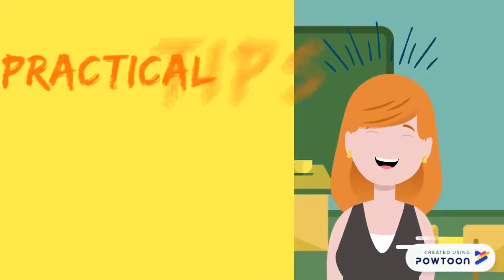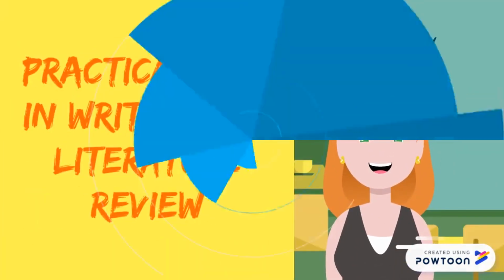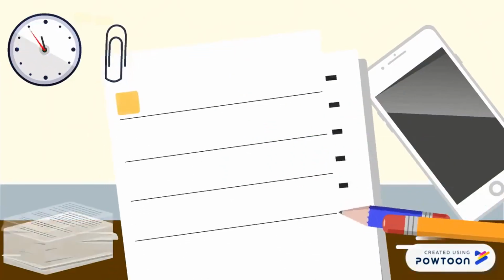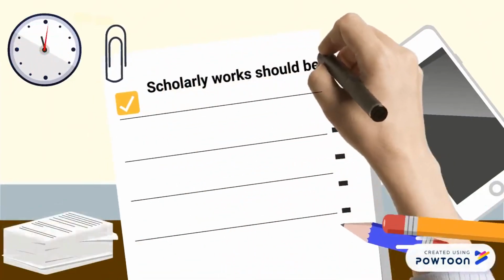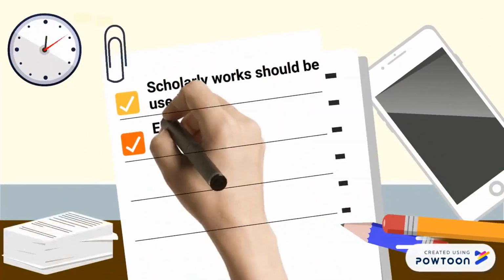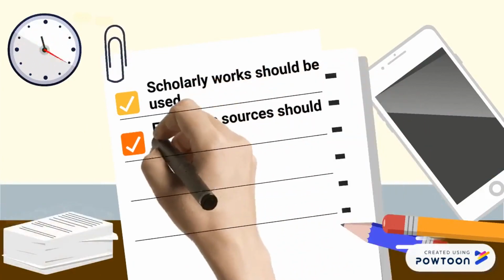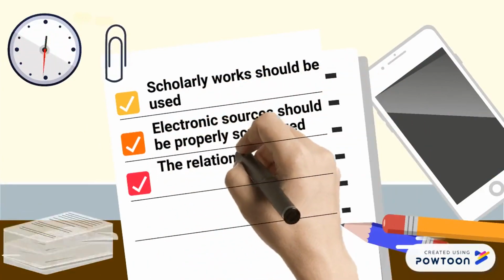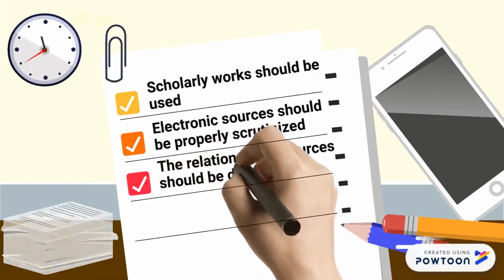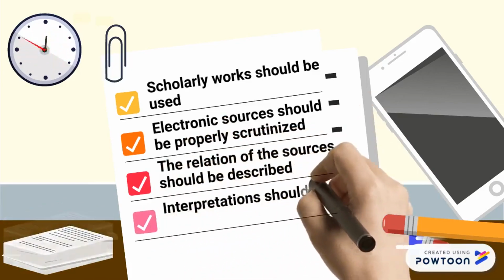Practical tips in writing the literature review. First, scholarly work should be used. Electronic sources should be properly scrutinized. The relation of the sources should be described, and interpretation should be done appropriately.